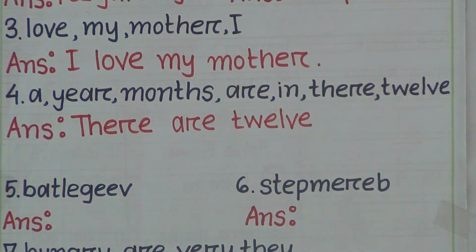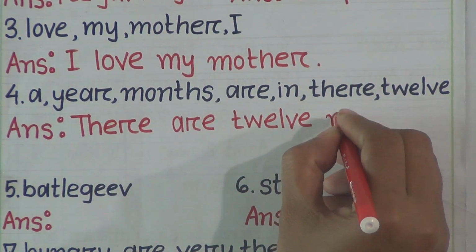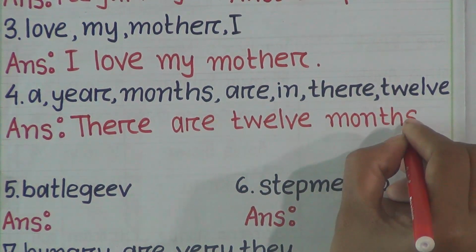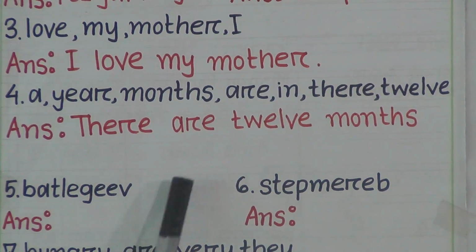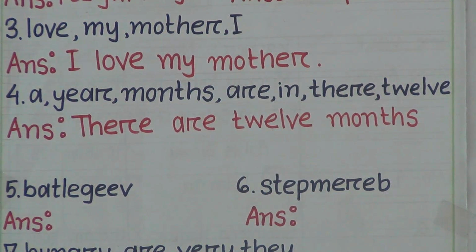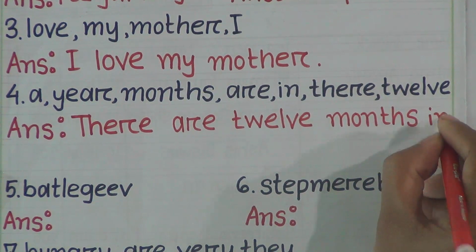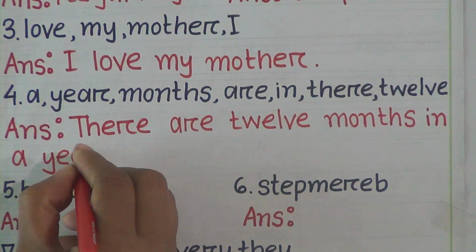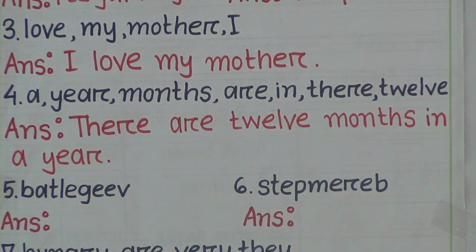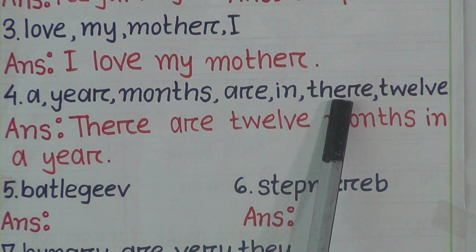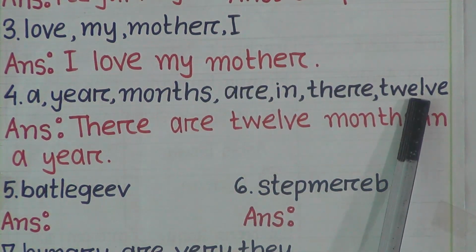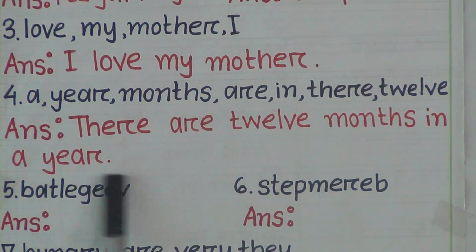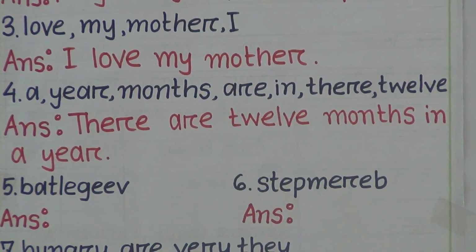T-W-E-L-V-E, 12, then months. M-O-N-T-H-S, months. There are 12 months in a year. Y-E-A-R, year. So we have to write there are 12 months in a year, then our sentence will be meaningful.